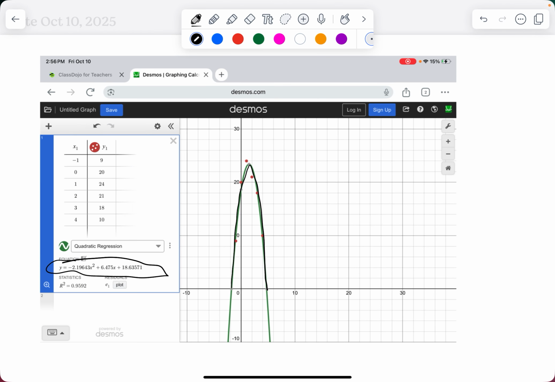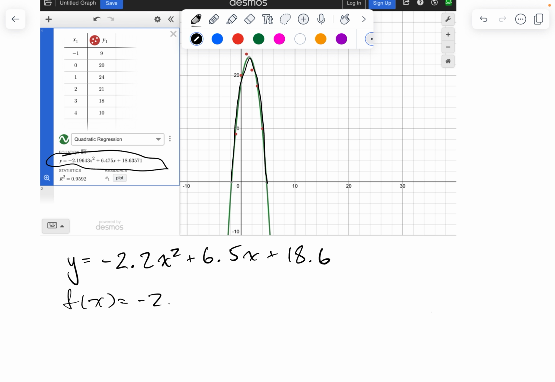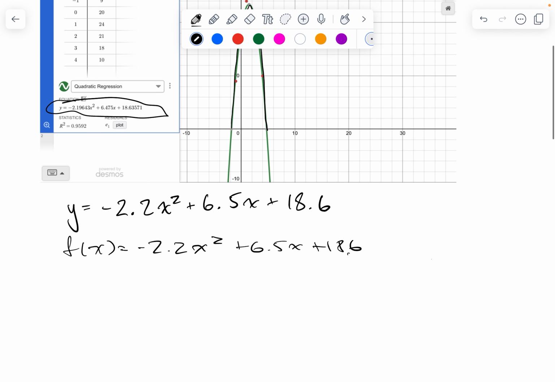Over here, we can actually take this equation, and I'm going to round it. So I'm going to say that the equation is about y equals -2.2x squared. I'm going to round everything to 1 decimal, plus 6.5x plus 18.6, okay? And so if this is my function, so f of x is -2.2x squared plus 6.5x plus 18.6, I can now figure out all kinds of stuff.